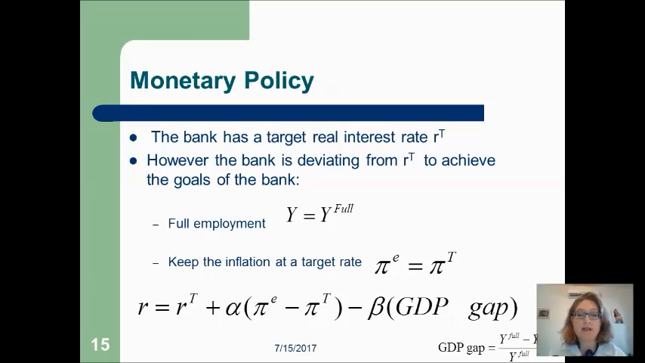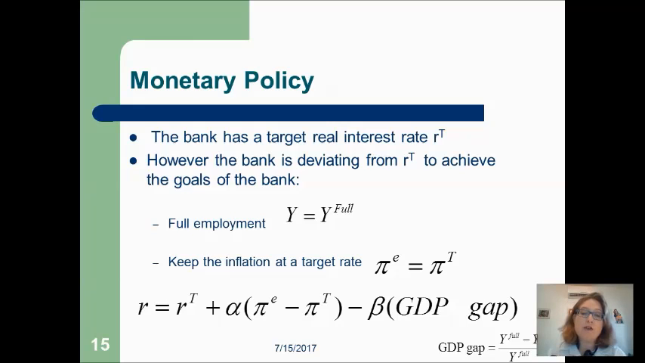Another component of the Taylor rule and the monetary policy is the GDP gap. The GDP gap is a measure of how far we are from full employment. So the GDP gap is (Y full minus Y) over Y full. That gives us an indicator of how far we are from the output of full employment. Because if Y equals Y full, then the GDP gap would be 0. It means that there is no unemployment. Normally this is not the case.